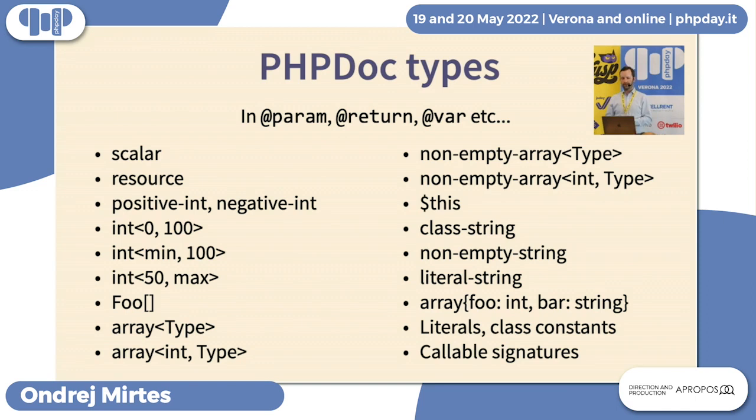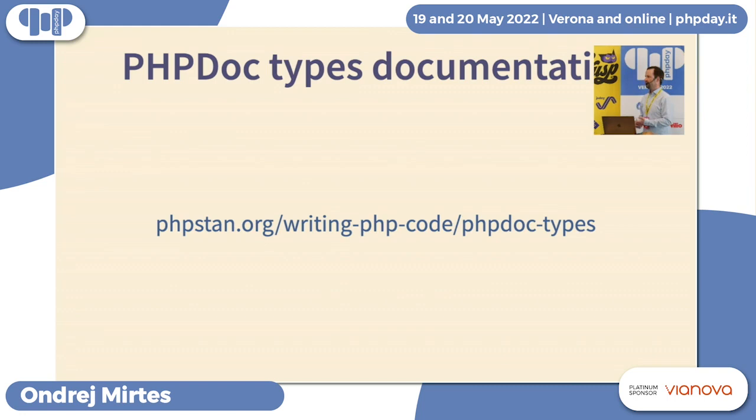There are also array shapes. If you have a legacy code base that uses a lot of array types with specific keys, you can use array shapes to be able to analyze them. You can also reference constants and class constants in your PHP docs, and you can also specify what your callables are. If you accept a callable, the callable usually has some kind of signature. It accepts some parameters and returns some value. So you can write this type in PHP doc with a specific callable structure. You can read all about these advanced types in the official documentation.